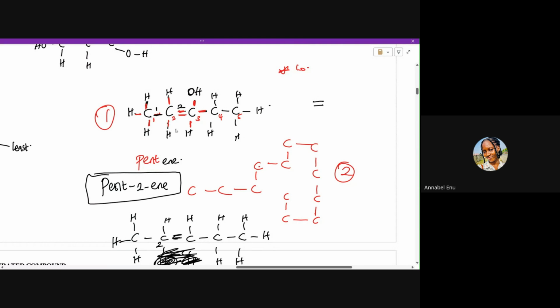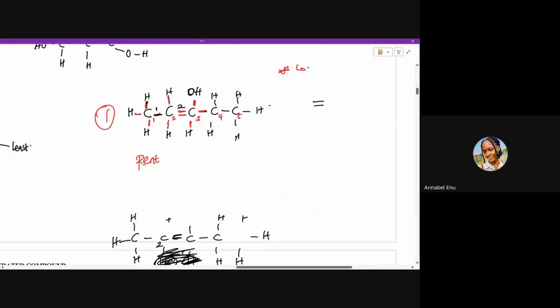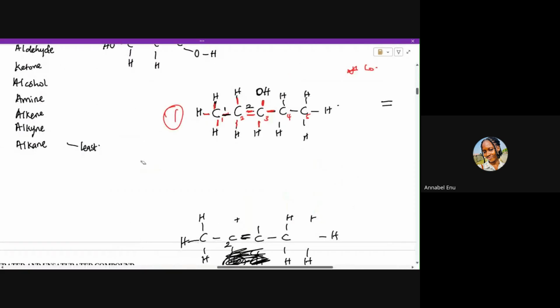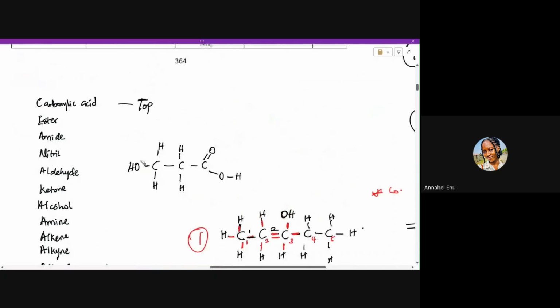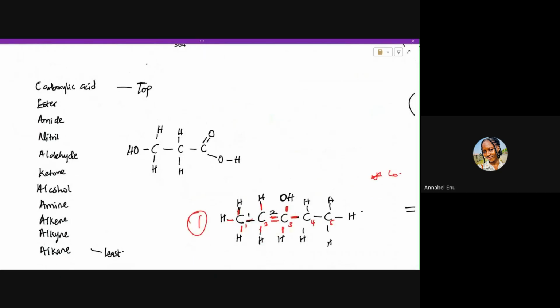Back to the basics we have established. Now I said we have an OH group attached to it. So how are we going to name this, because we are having both OH and ene? That's why I introduced the priority of functional groups. We say carboxylic is the topmost. So when you see carboxylic in any structure, you name it as the parent.